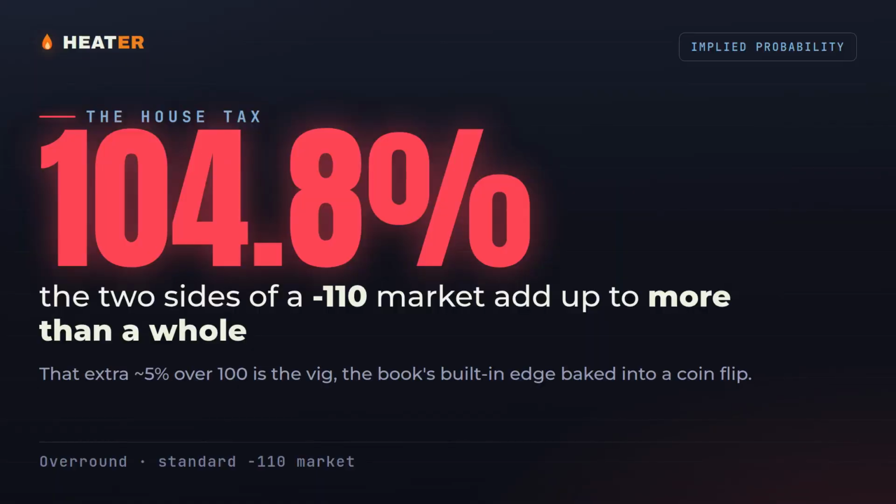The VIG is the tax. Now the part the book doesn't advertise. Take a coin flip market, both sides priced at minus 110. Each side implies about 52%, but add them together and you don't get 100, you get about 105. That extra 5% is the VIG, the juice, the house tax baked into every price. The probabilities are inflated on purpose, so the book collects whether the bet wins or loses.